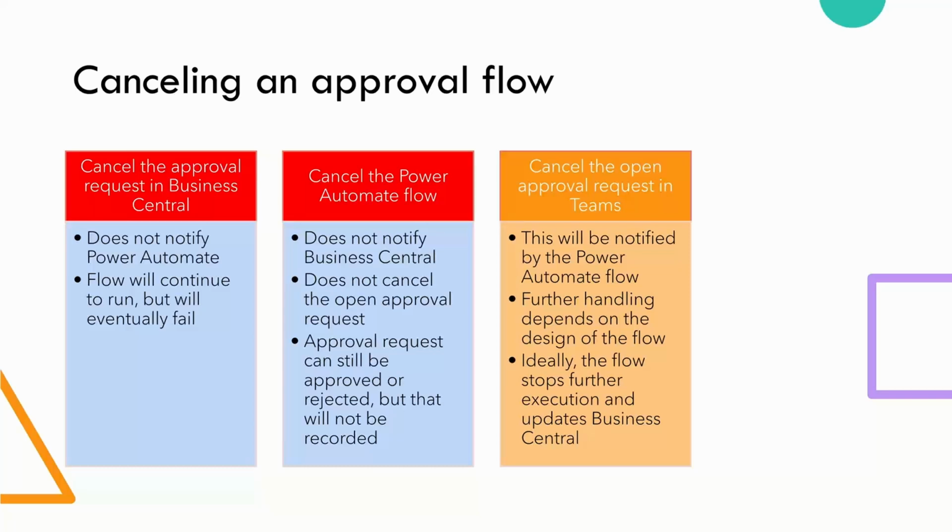Okay, so imagine you have a new version of your Power Automate flow. You have made a change in the behavior, maybe changed the text or added some extra details. There can be many reasons to change the Power Automate flow. How can you update?